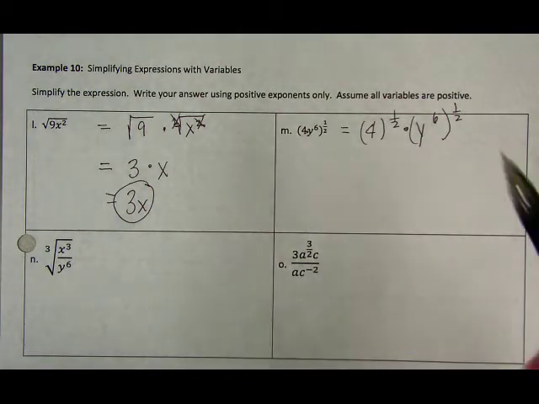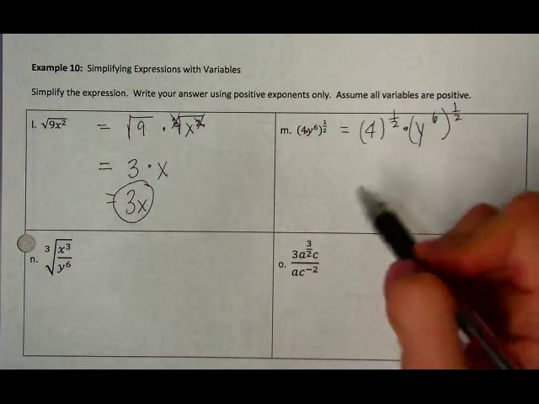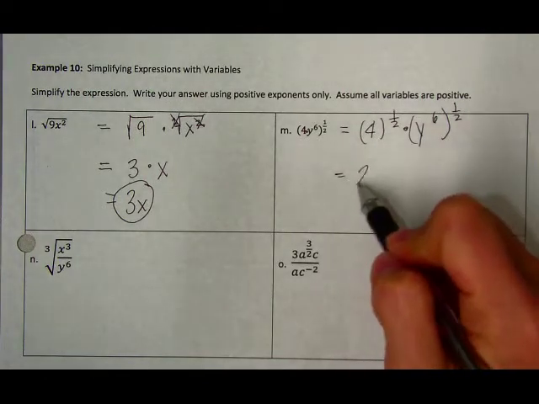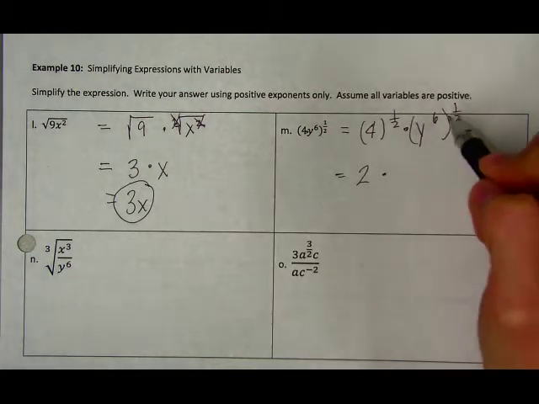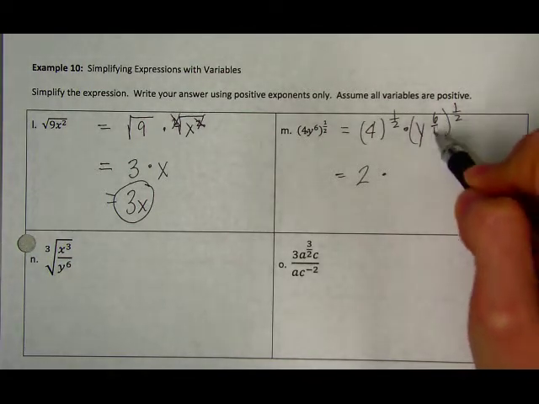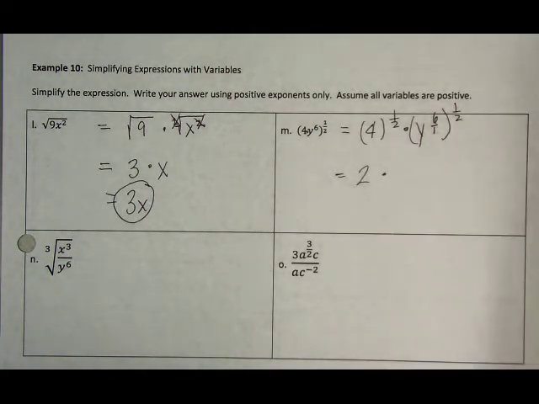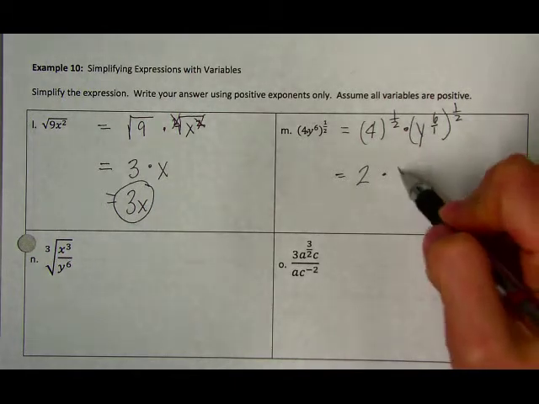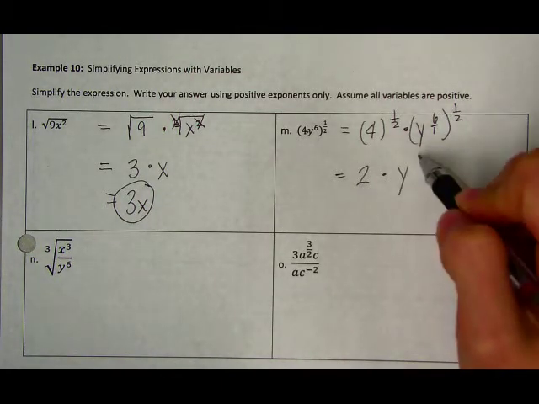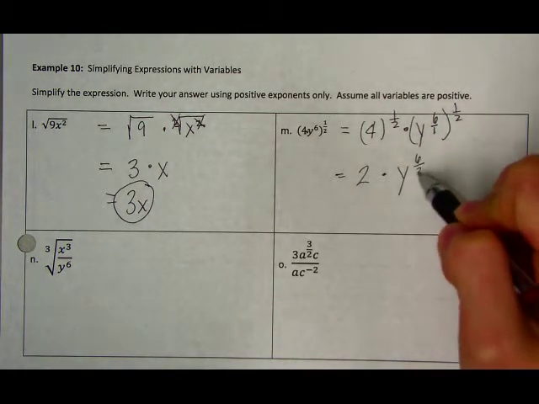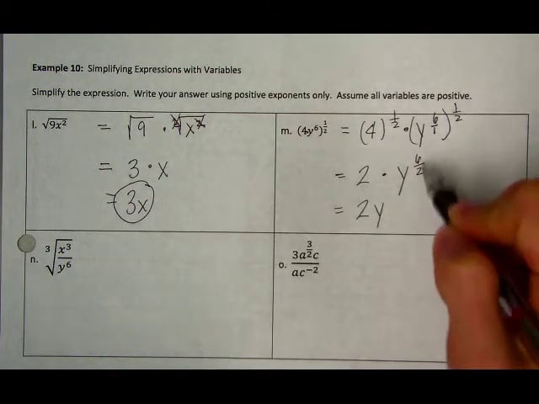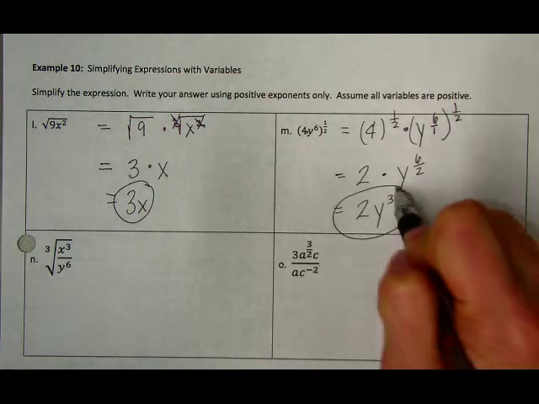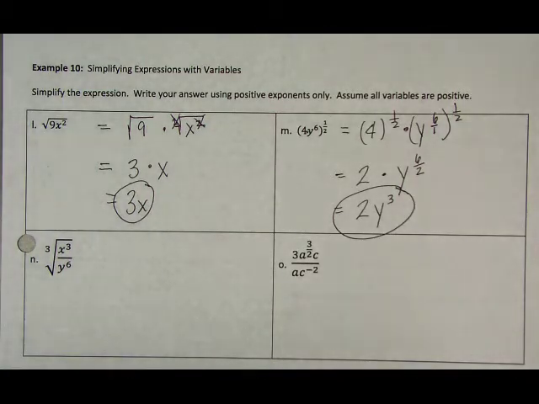4 to the 1/2 power we know is the same thing as the square root of 4, which we know is 2. Since I'm taking a power and raising it to the next power, I can write this as a fraction. I can multiply these exponents together since I'm dealing with the same base here. 6 times 1 is 6, 1 times 2 is 2. So this becomes 2y, and this breaks down to 3. So I get 2y to the 3rd power for letter M.